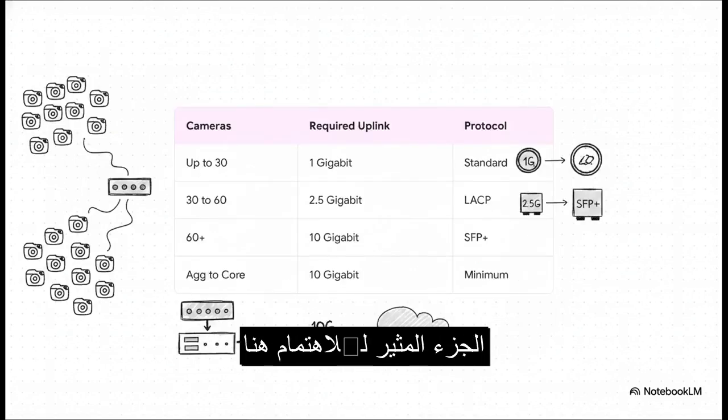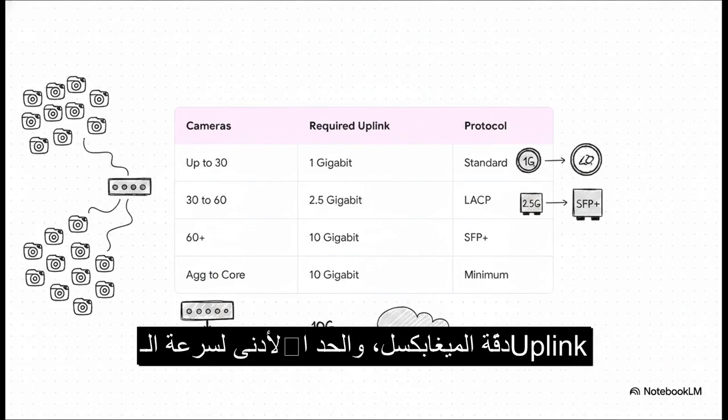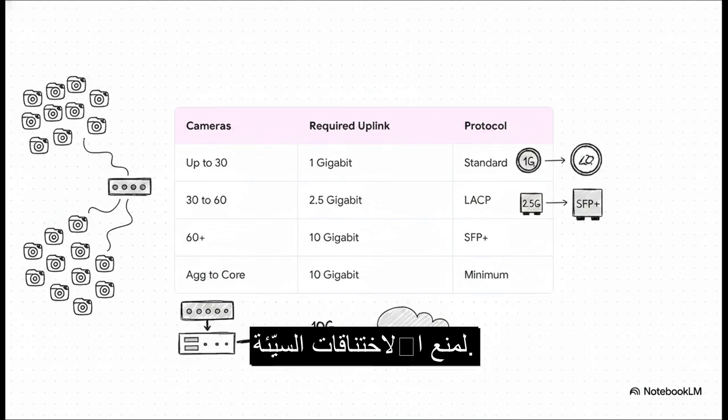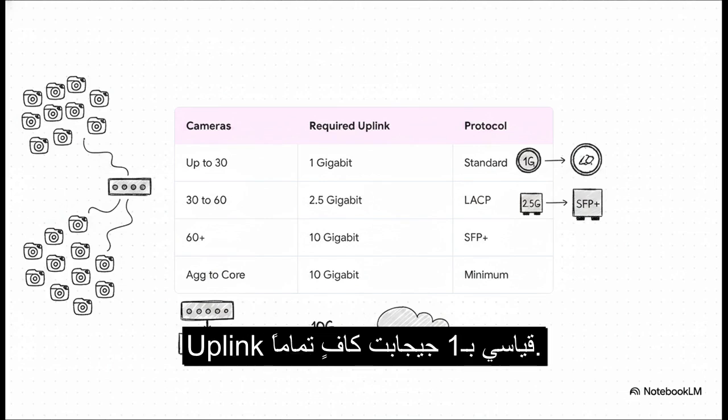Now, what's really fascinating here is the strict correlation between camera counts, megapixel resolution, and the absolute minimum uplink speeds you need to prevent nasty bottlenecks. Look at it this way. If you have up to 30 cameras running at 4 megapixels, a standard 1 gigabit uplink is totally fine.